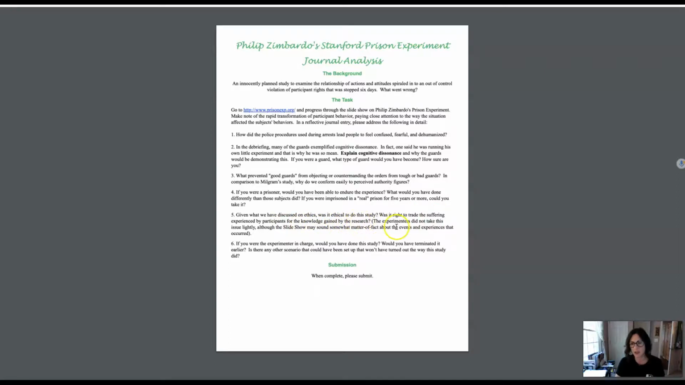The experimenters did not take this issue lightly, although the slideshow may sound somewhat matter-of-fact about the events and experiences. If you were the experimenter in charge, would you have done this study? Would you have terminated it earlier? And is there a scenario that could be set up that wouldn't have turned out this way? You could also think about if there was a different scenario, would they have gotten the same results as they did in the study? So again, I really recommend going through the video itself.